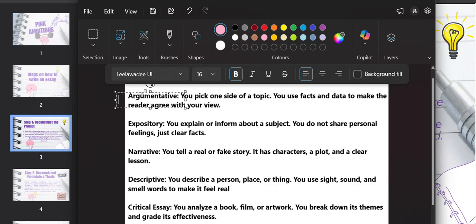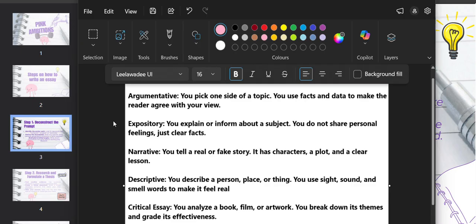Anyways, argumentative essay. You pick one side of the topic and you use facts and data to make the reader agree with your view. For example, if they say, should high schools ban cell phones for the entire day? That's an example of an argumentative essay. You either agree with it or you don't, and then you write your essay based on that topic.